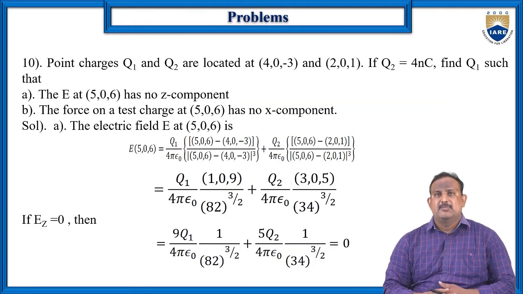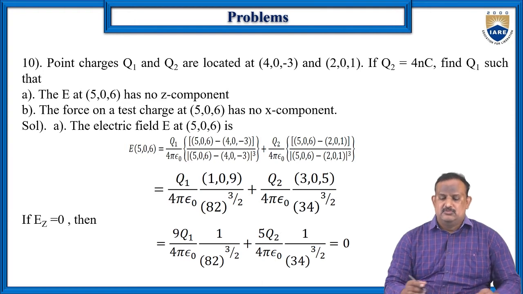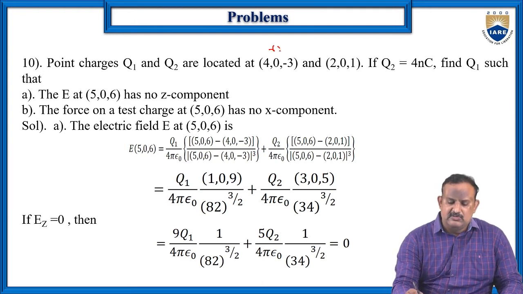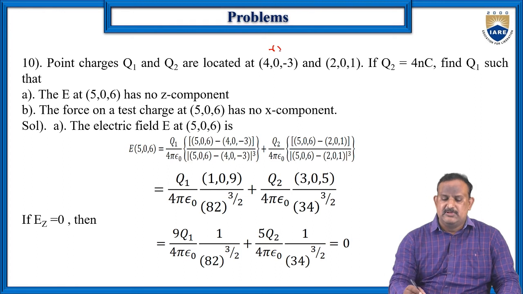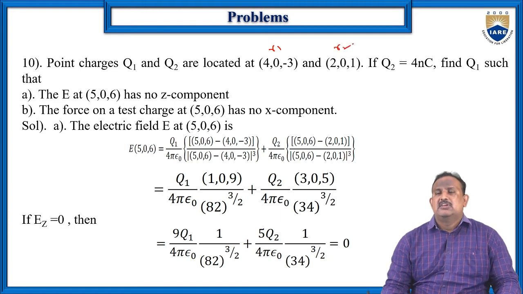Next one, we'll see the next problem. Here the two point charges Q1 and Q2 are located at (4, 0, -3) and (2, 0, 1). Let us assume the point charge Q1 is placed at R1, which is (4, 0, -3), and the point charge Q2 is placed at R2, which is (2, 0, 1). Here Q2 is equal to 4 nanocoulombs.